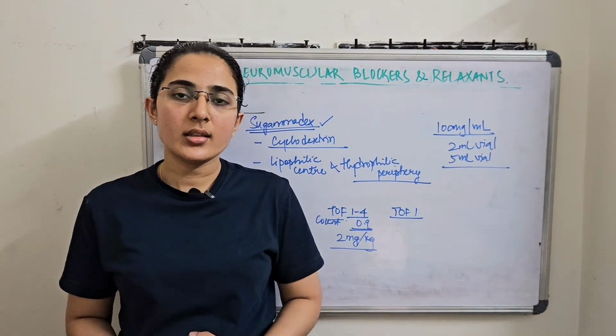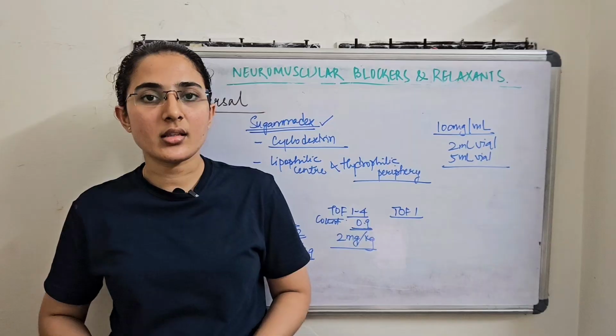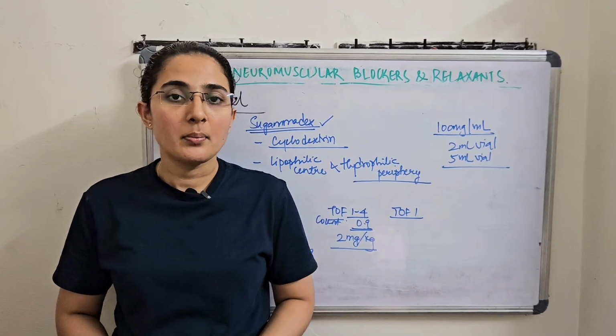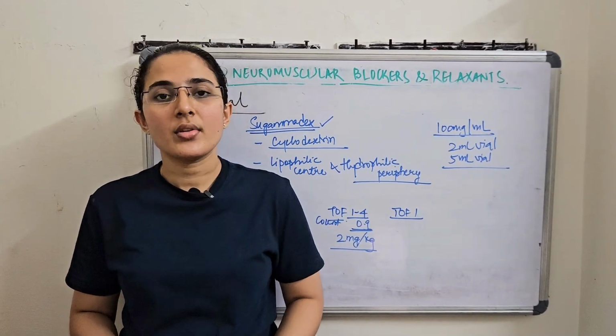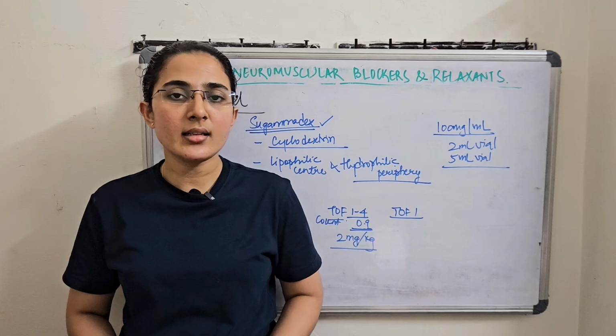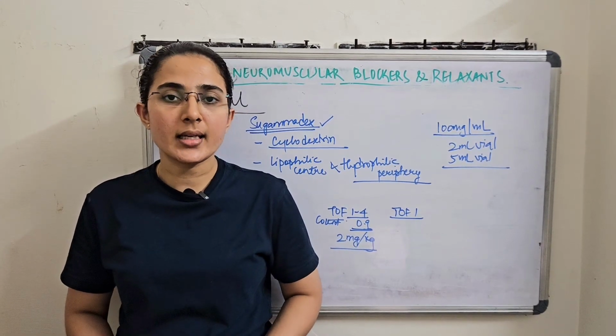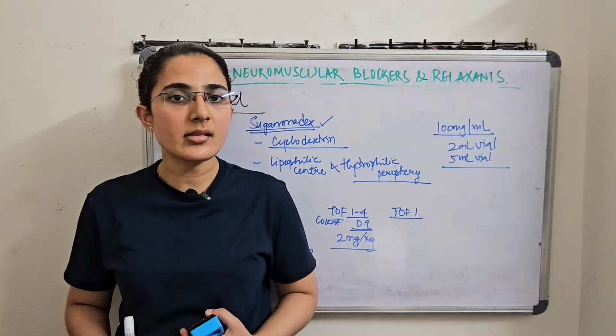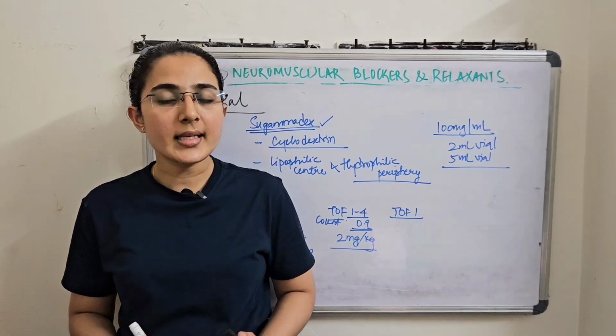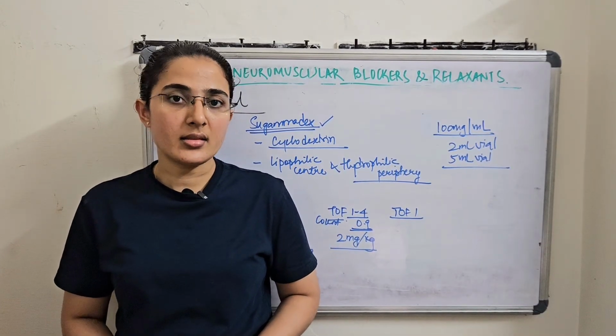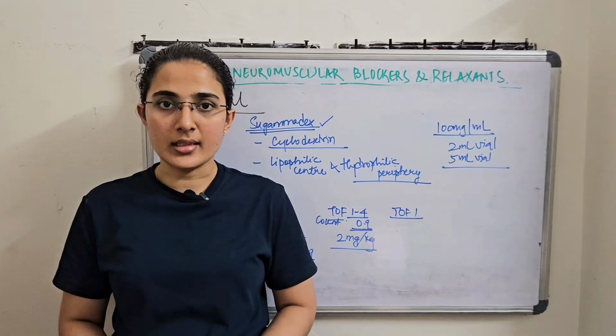So we have come to the end of this video where we have discussed neuromuscular blockers and relaxants. We have seen the depolarizing muscle relaxant, succinylcholine, and the non-depolarizing muscle relaxants, with brief details about each of them. We have also seen the reversal agents, neostigmine and also Sugammadex.